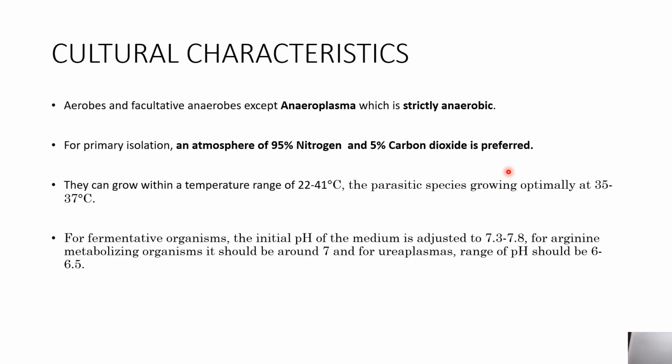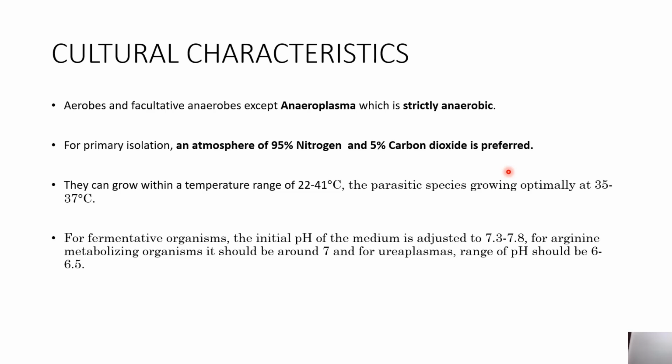Okay. What will be the cultural characteristics? Mycoplasmas are aerobes and facultative anaerobes, except Anaeroplasma, which is strictly anaerobic. For primary isolation, an atmosphere of 95% nitrogen and 5% carbon dioxide is preferred. They can grow within a temperature range of 22 to 41 degrees Celsius.